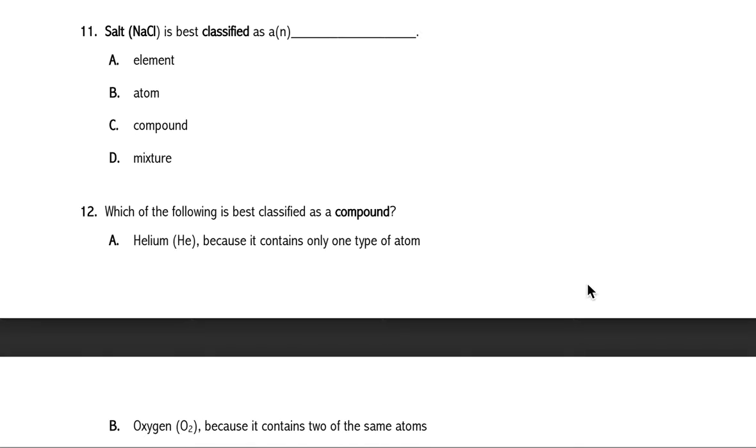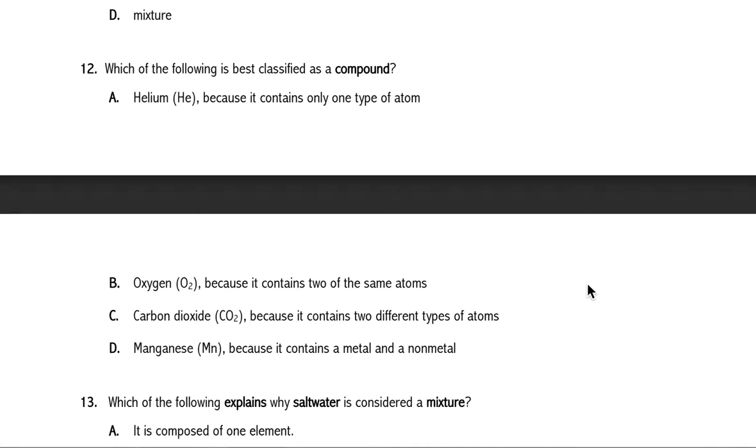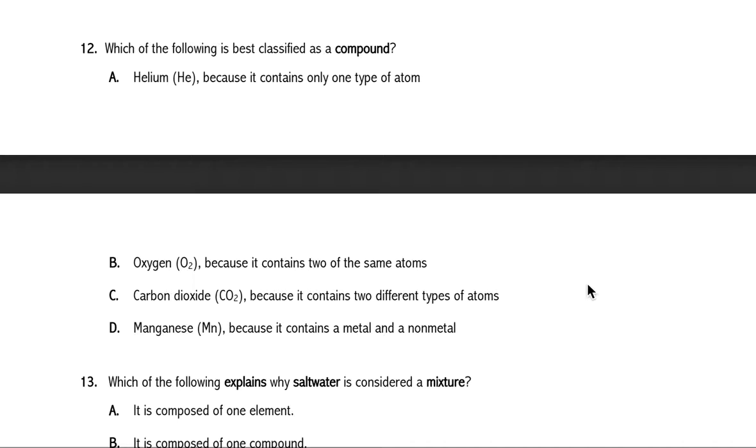Question 11. Salt, NaCl, is best classified as A. Element, B. Atom, C. Compound, D. Mixture. Question 12. Which of the following is best classified as a compound?